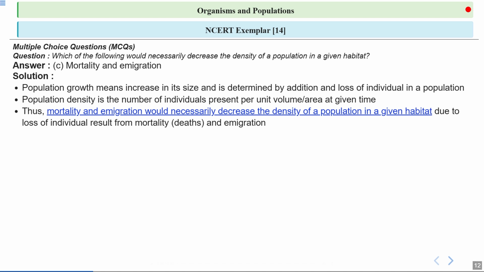So both mortality and emigration lead to a decrease in the population size. Mortality is the number of deaths in a given time duration. What do you mean by emigration? Emigration means when individuals leave a particular habitat and go somewhere else. So both of these factors will decrease the population size.